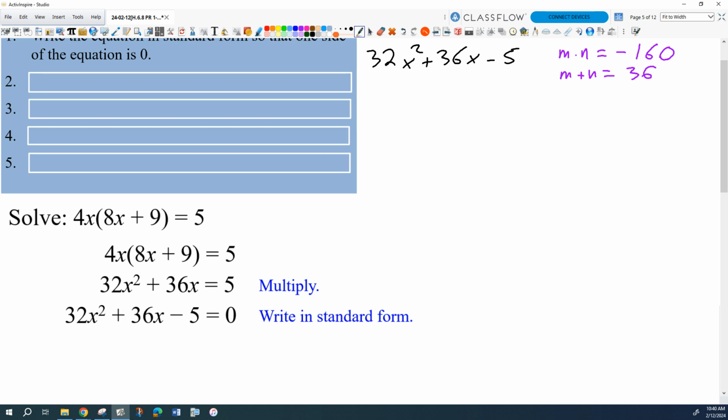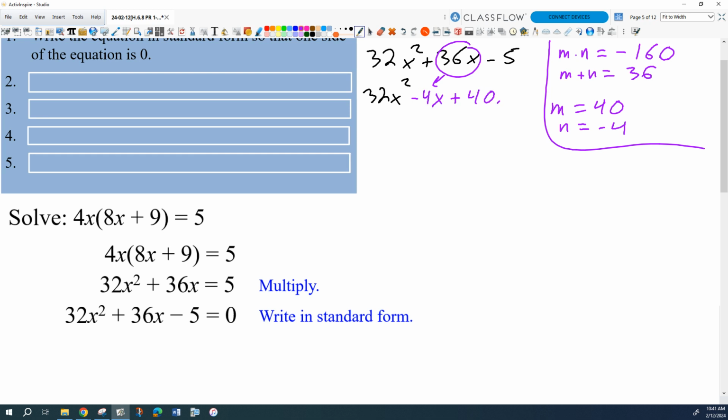What are the signs going to be? 40 is positive, 4 negative. Right, 40 and negative 4. Yeah, you guys said that. Okay, so that's how that factors. So what are we going to do then? Split the middle term. Let's do the negative one first. So minus 4x plus 40x. So there's our plus sign in the middle.